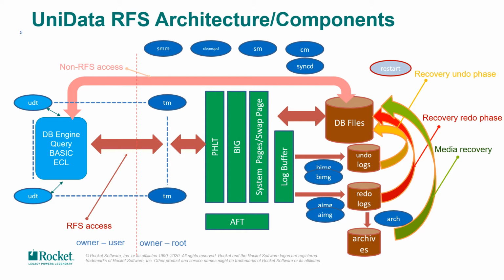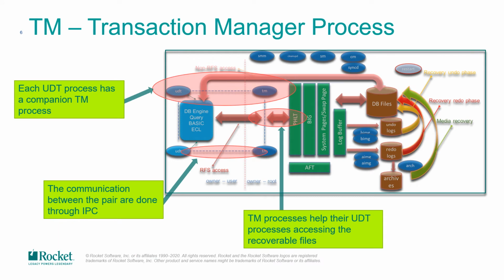On the right side of this bar, all the processes and IPC facilities are owned by root. On the left side of this bar, those processes are actually individual user processes. Let's go through all the major components in the system diagram.